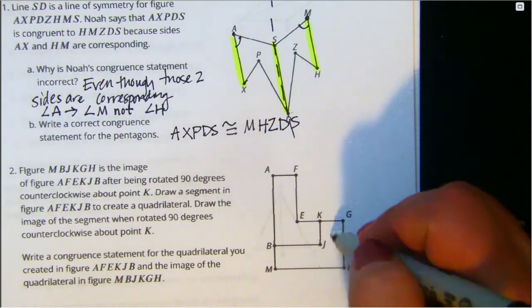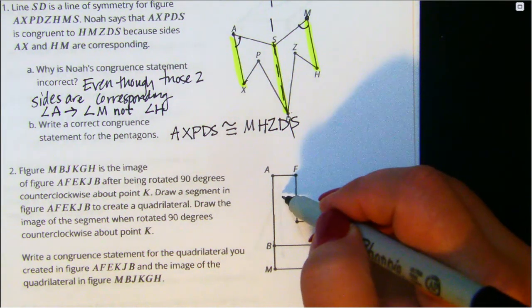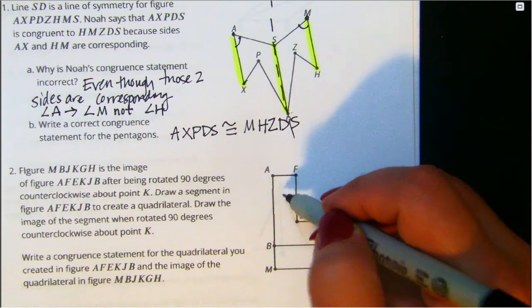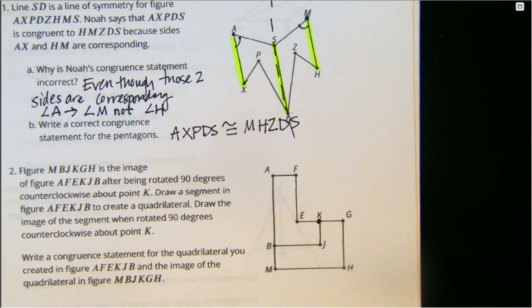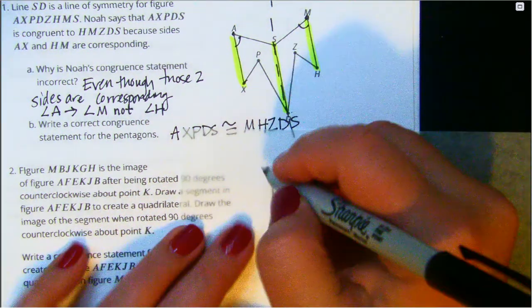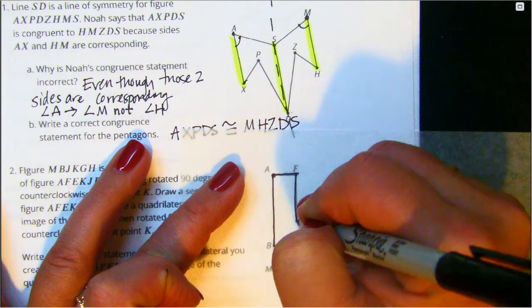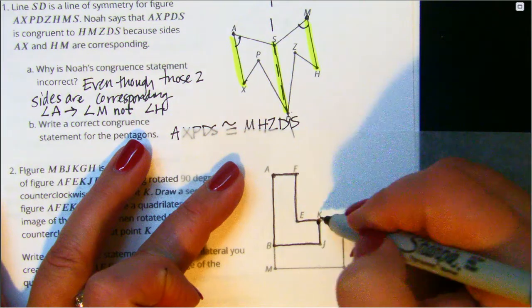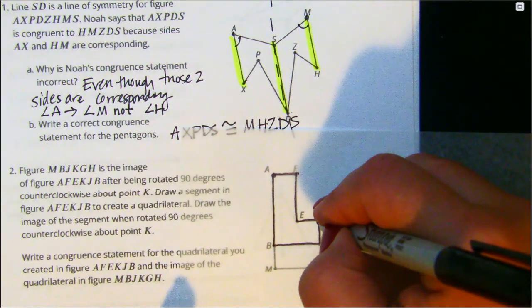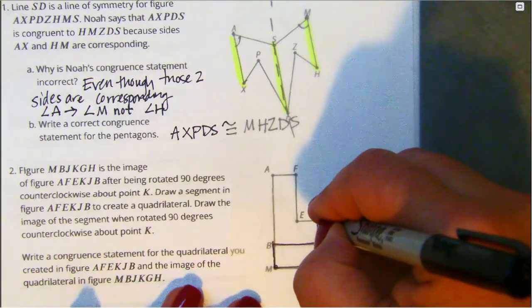Figure MBJKGH, that's this one right here, is the image of figure AFEKJB, this one, after being rotated 90 degrees counterclockwise around point K. So if we want to envision that, they went counterclockwise, this way, sorry. Boom.